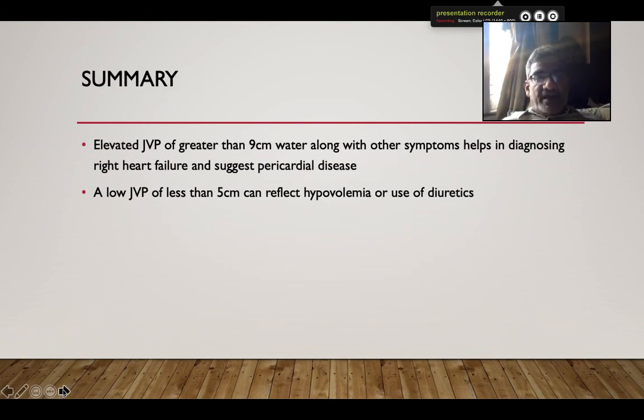In summary, elevated jugular venous pressure of greater than 9 centimeter water, that is 5 plus whatever the measurement, along with other symptoms, helps in diagnosing right heart failure and suggests pericardial disease. You can't make a diagnosis, but you can suspect pericardial disease. A low JVP of less than 5 centimeters can reflect hypovolemia or use of diuretics.